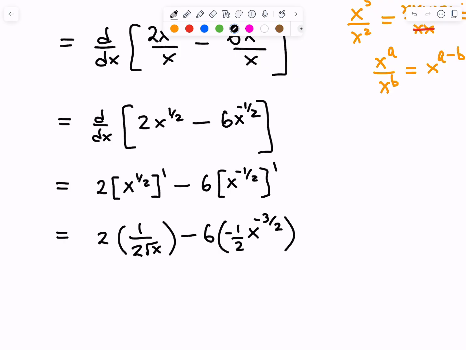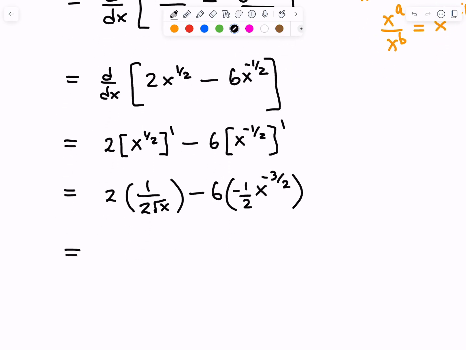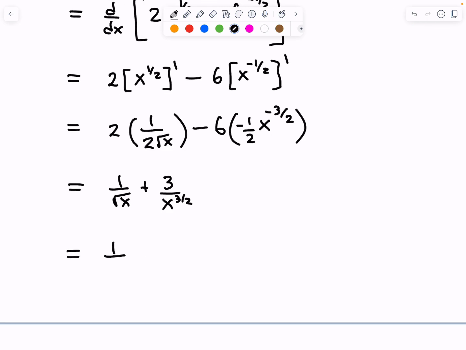Now I just have to simplify my answer. The 2's will cancel in this first fraction, so just 1 over square root of x. Negative 6 times negative 1/2 will be positive 3. And then this x to the negative 3/2 will move that x to a denominator and put a positive 3/2 power on it, which I could rewrite now as 3 over the square root of x cubed. And here's a good finalized answer.